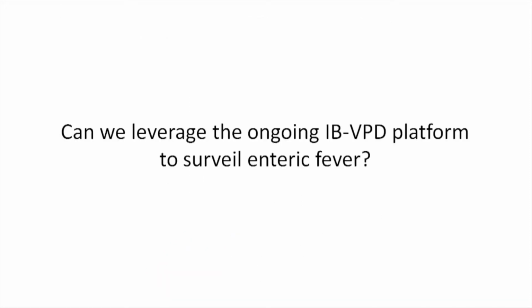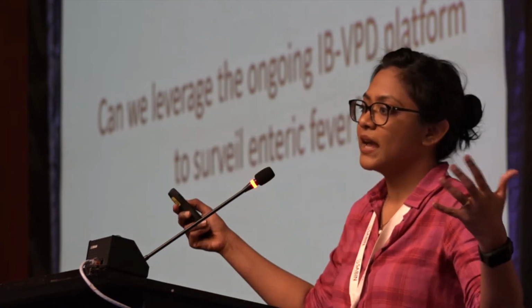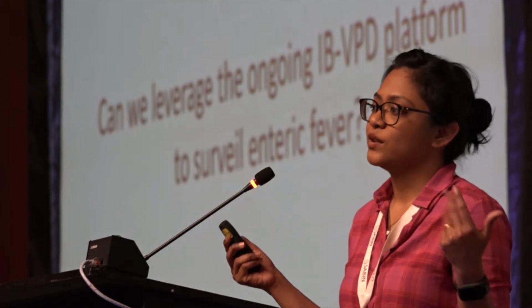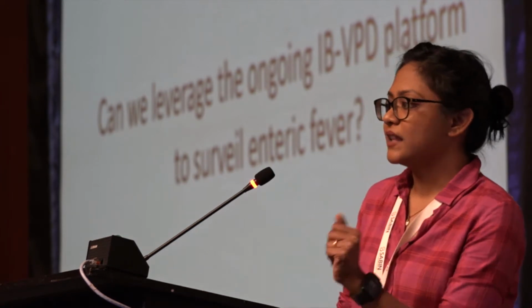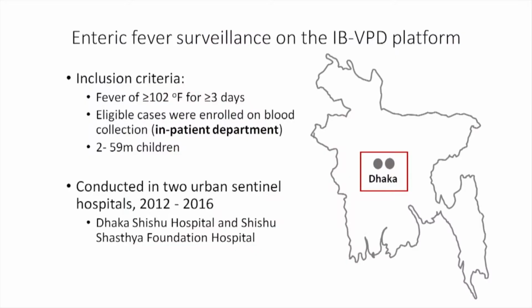So seeing this, we asked the question: if we are already isolating so many typhi and paratyphi cases, can we leverage this system to make it more comprehensive and collect more data on enteric fever? We answered this question really simply. In addition to the inclusion criteria defined by WHO to capture those meningitis and sepsis cases, we added the inclusion criteria of fever of 102 degrees for at least 3 days. Enrolled cases meant we could get a blood specimen from them.